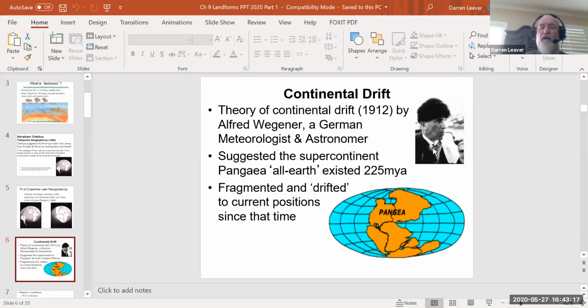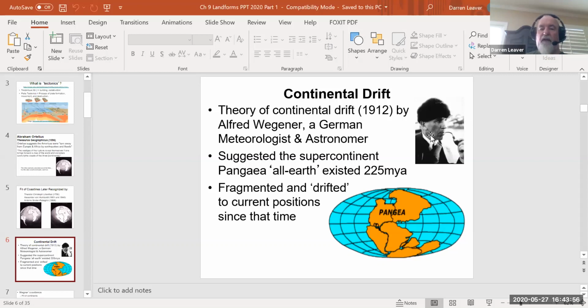Now, Alfred Wegener was a German meteorologist and an astronomer, but he was interested in past climates and in the movement of rocks, or the potential movement of rocks, and how that might explain how some tropical coal deposits have been found in Greenland, and how some glacial features were found in what are now tropical locations. So to him, it didn't make a whole lot of sense from a climatic point of view, unless continents had actually moved. He read an awful lot, but again, he was primarily a meteorologist.